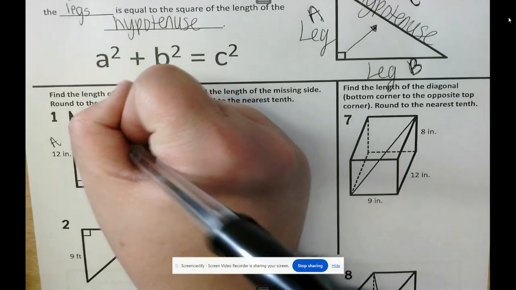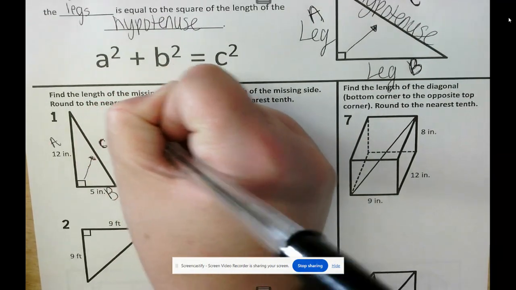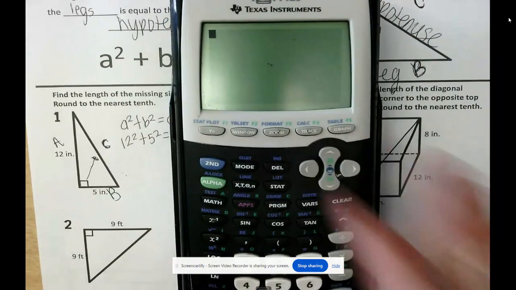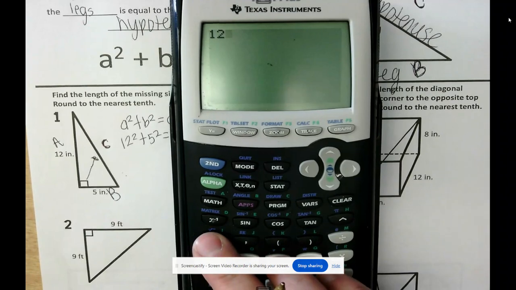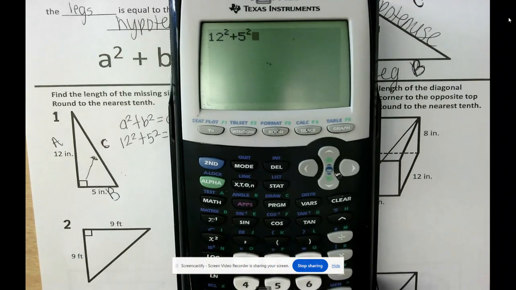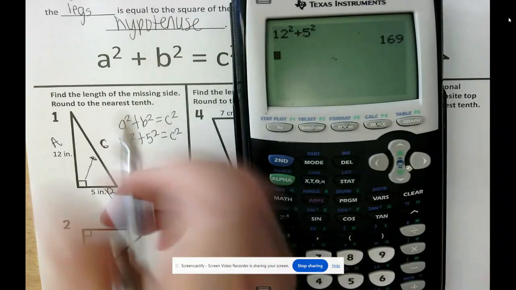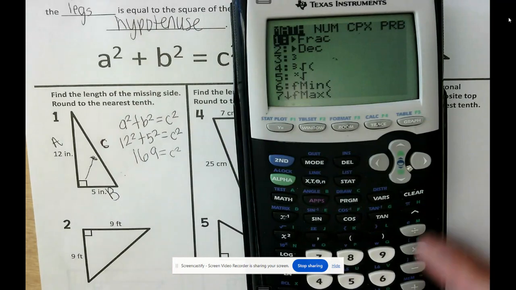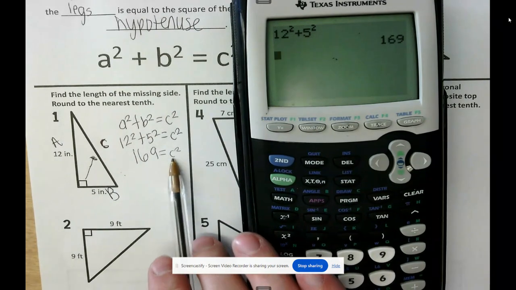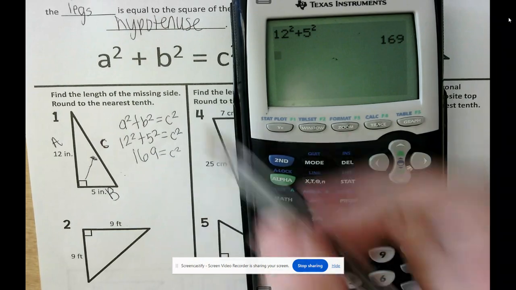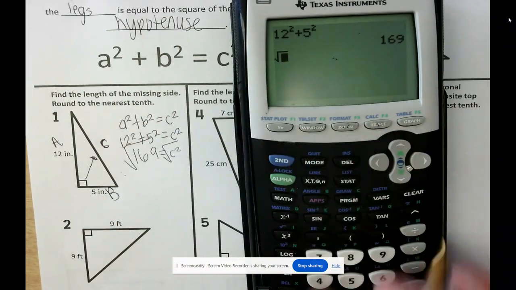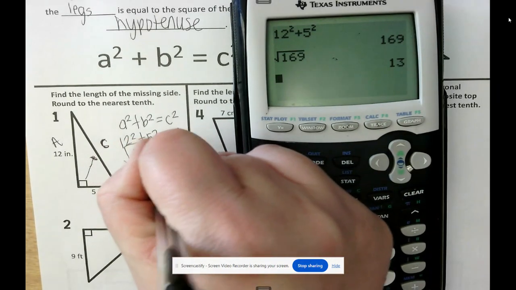Then we're going to plug in our numbers. We have 12 squared plus 5 squared equals c squared. And then we're going to type it into our calculator. So 12 squared plus 5 squared is 169. So we have 169 equals c squared, and we can't leave it with a c squared. So under a square, we do what's called a square root. So we're going to square root 169, and so we get 13. So c equals 13.